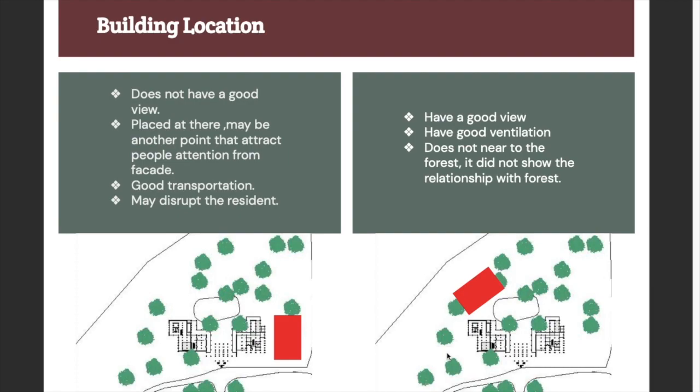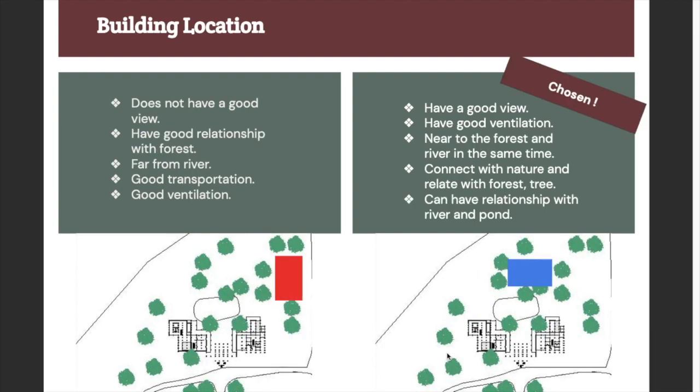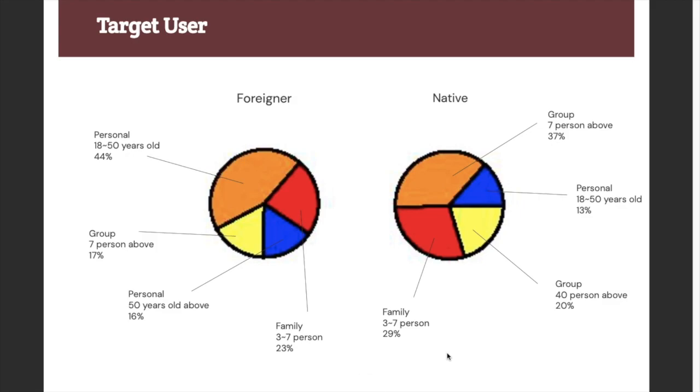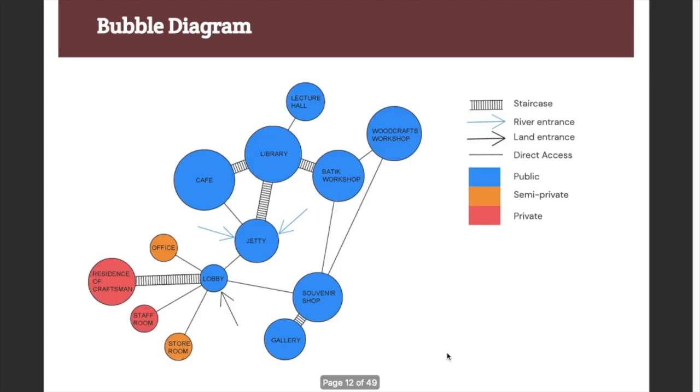because my building concept is about making a relationship with the site, the forest and the river, the right part is chosen because it has a good view, good ventilation, and it is also near the river and the forest. These target users are found in the Malaysia tourist website.